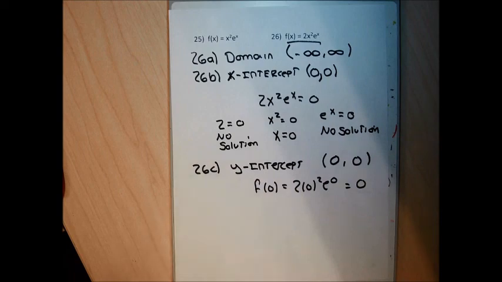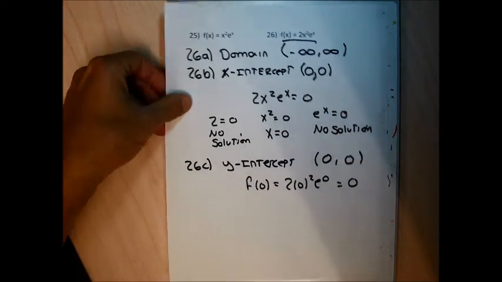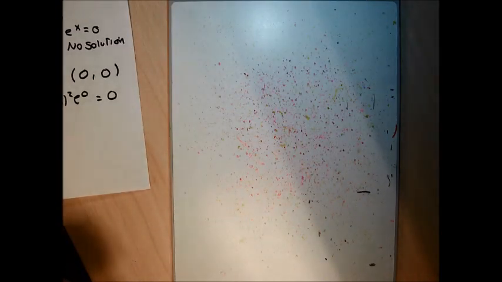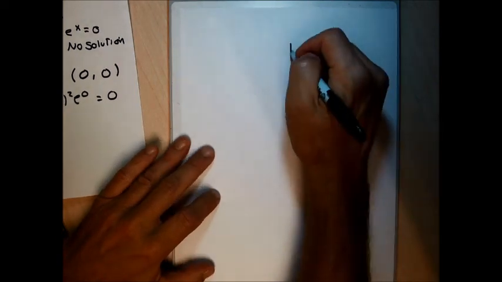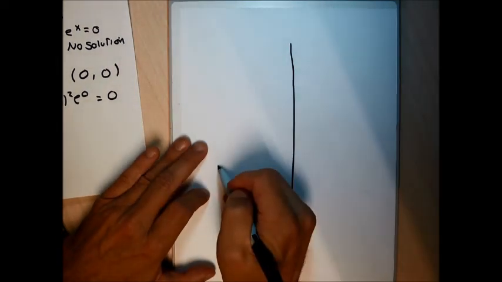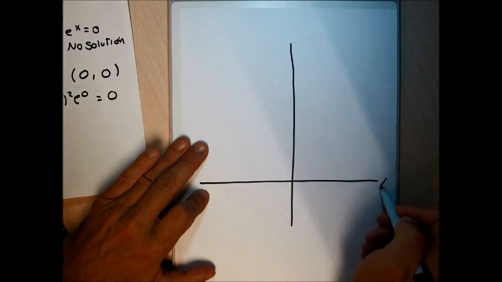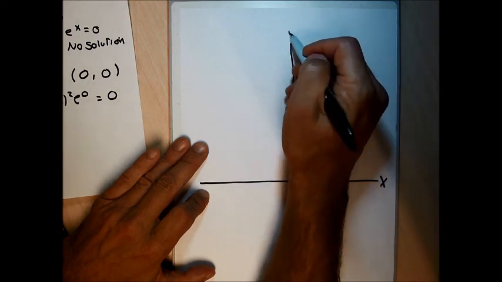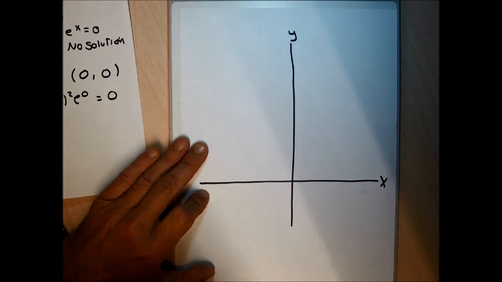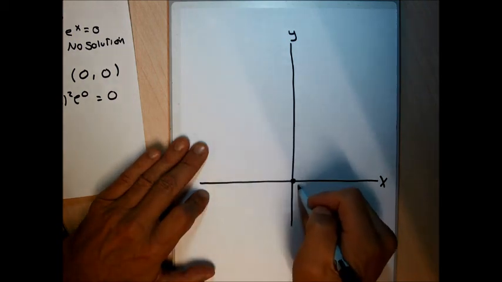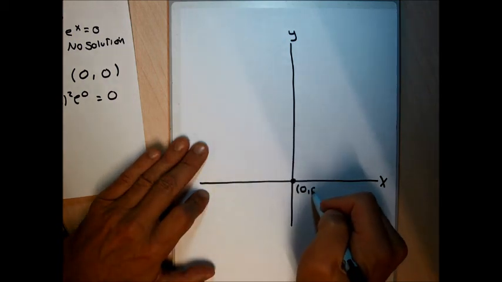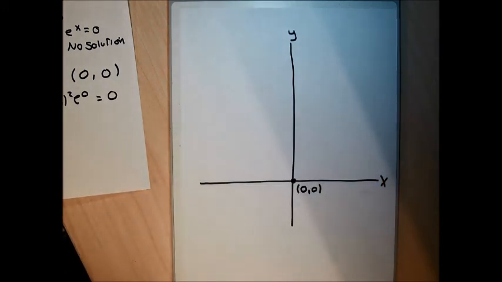So the only point that I have to graph on problem 26 is the origin, 0, 0. And my guess is most of these e functions, their graphs are more top-heavy than anything. They usually don't dip too far below the x-axis. So I'm going to plot the point 0, 0 as my x-intercept.